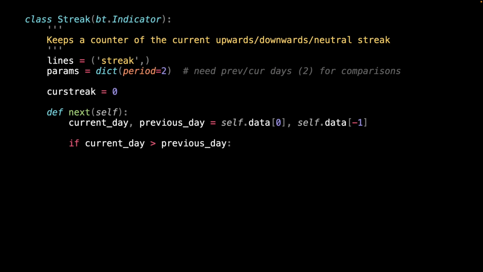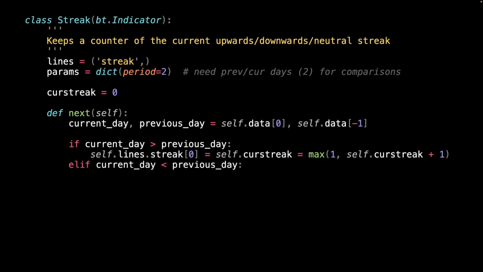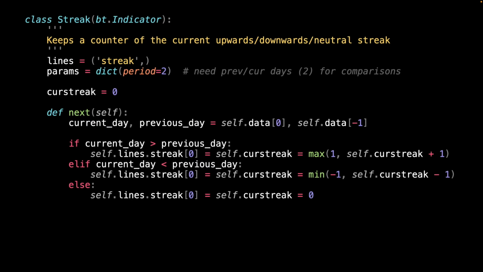If the current day closing price is bigger than the previous day, then streak is equal to the maximum between 1 and current streak plus 1. Else, if the current day closing price is less than the previous day closing price, then streak is equal to the minimum between -1 and current streak minus 1. Else, if the previous day closing price is the same as the current day closing price, we set streak and current streak to 0.